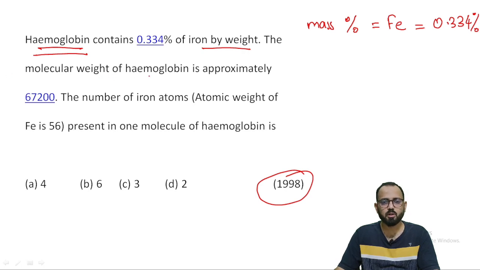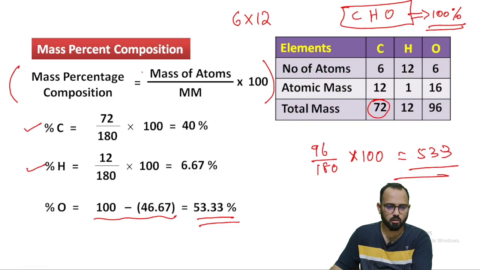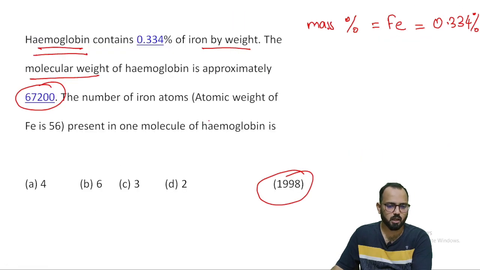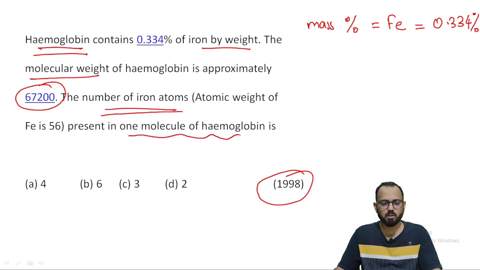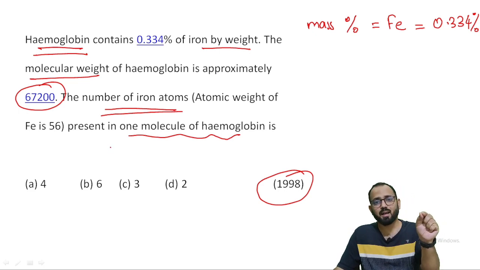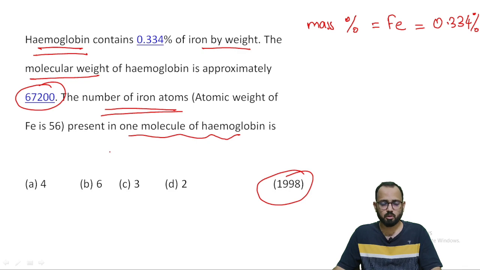The molecular weight of hemoglobin is given. Again, they have given the mass percentage and the molecular mass. And what they are asking is the number of iron atoms present in one molecule of hemoglobin. They wanted us to find out the number of iron atoms in one molecule of hemoglobin.